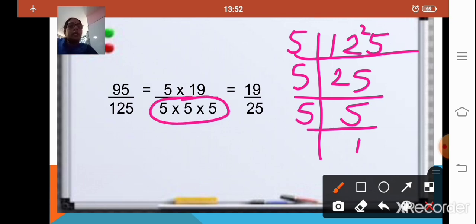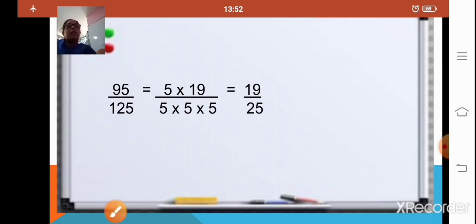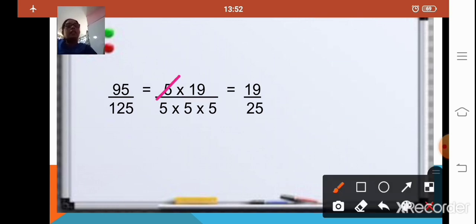Okay. So to reduce it, to make it as small as possible, that is what I said. Now here, after writing the prime factors, we will just cancel this 5 and this 5 as it is common. So what is left out? Left out is 19 upon 5 5s are 25. So 19 and 25, is it divisible by any other number, or can you make it still smaller? No. So this is your final answer, that is, you have reduced it to the lowest term. Okay.